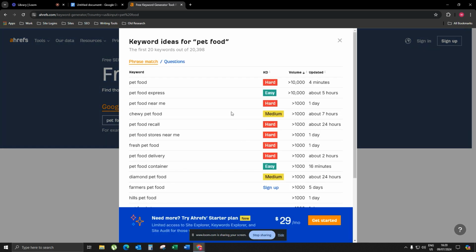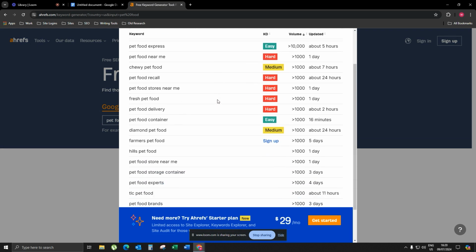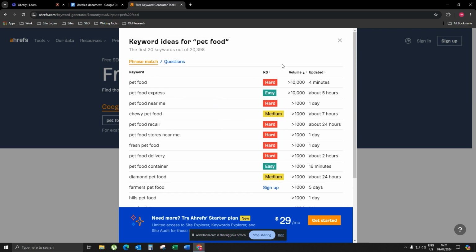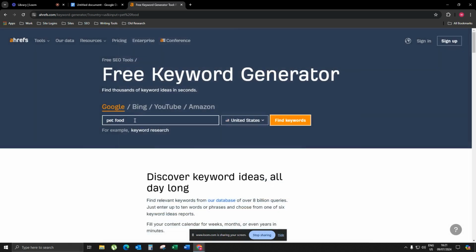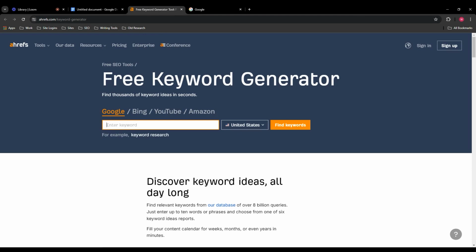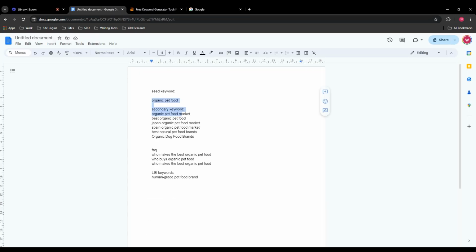And it shows us that obviously there's a lot of volume. It's really hard to rank for. Most of these are very hard to rank for. And so when it comes to organic, it's usually how the pet food is manufactured and whether it's good for cats or dogs. This tool, because it's free, has certain limitations. And so this is probably not going to give us a lot of keywords or questions based around this specific seed keyword that we're targeting.